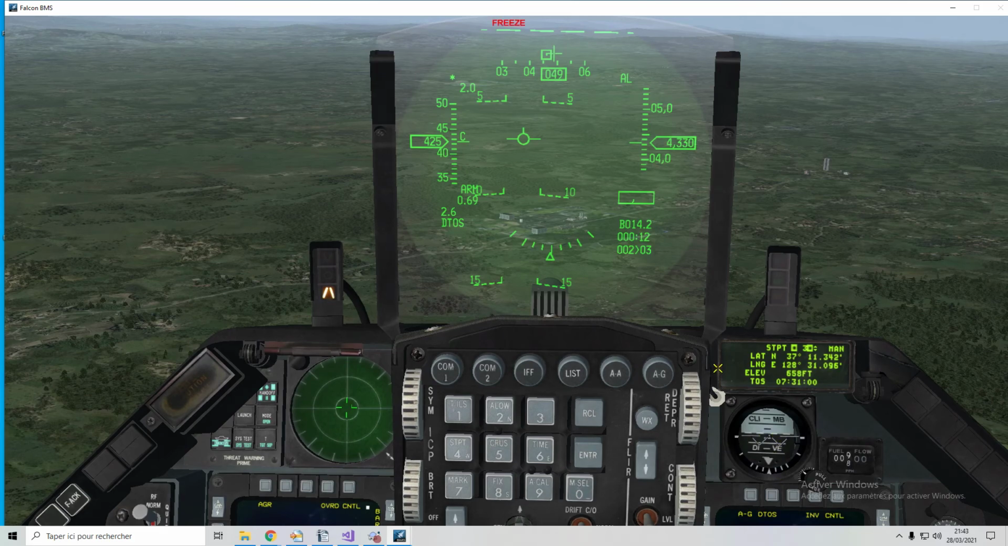For instance, if I increase that value to 2000, that means that the intersection of my line of sight from the HUD, which is the SPI, with the ground will be sooner, because the ground will be higher if I put 2000. That means that the slant range will be lower. Look at the slant range here. It was 14.2 and it's 9.3 because the ground is higher.